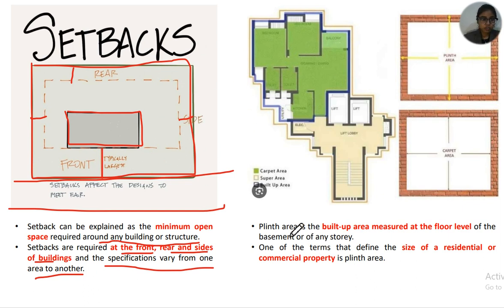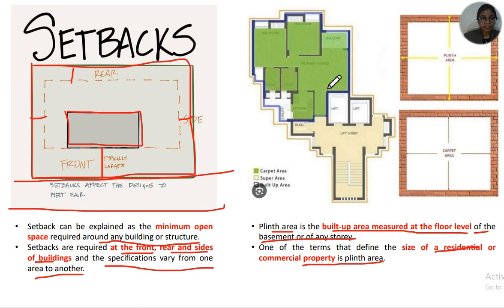Okay, the next term is your plinth area. So plinth area is the built up area measured at the floor level of the basement of any storey. So your total built up area is when we consider the built up area of the ground floor, first floor and so on, depending on how many floors the building will have. So built up area will be the addition of all those areas: ground, first, second, third, fourth floor. But when we talk about the plinth area, it only covers your ground floor area. See, plinth area only covers the built up area of your ground floor, not the first and second. Plinth is only when we talk about the ground floor area. One of the terms that define the size of a residential or commercial property is plinth area.